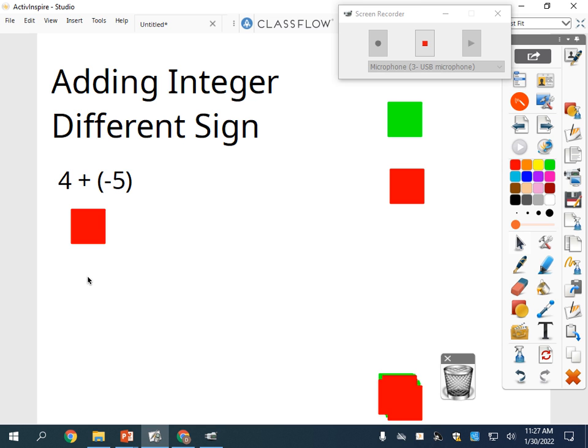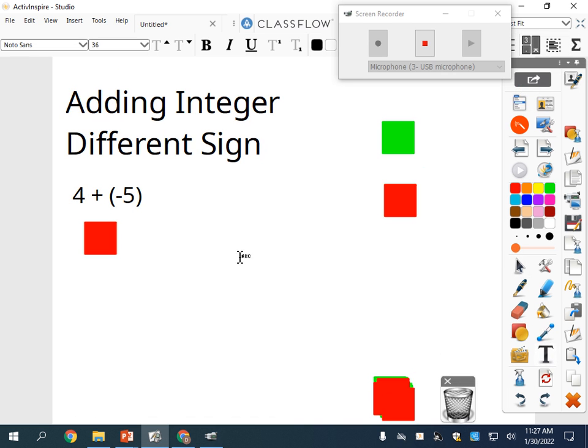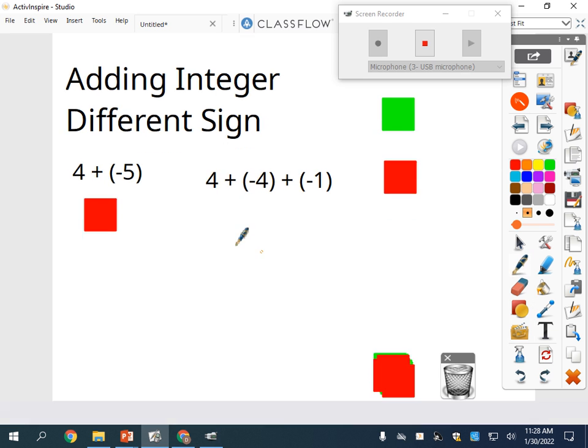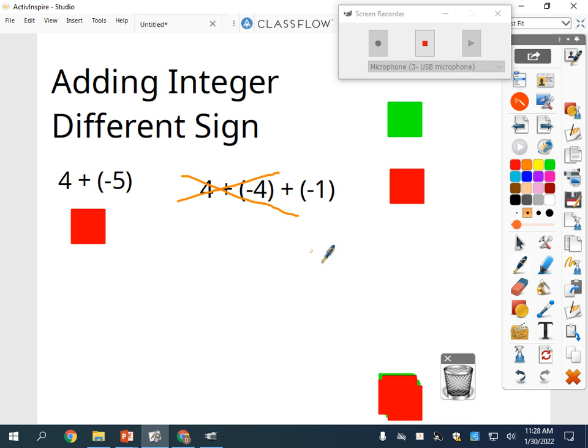All right, and I know some of you guys are like, oh, Mrs. Parkin, why are we doing this the long way? Because I want you guys to visually see what actually is happening, okay? Because really what's happening is this. We actually took the 4, and then we broke the negative 5 into negative 4 plus negative 1, okay? And then what happened was these zeroed out. They canceled out, leaving me with this left over, okay?